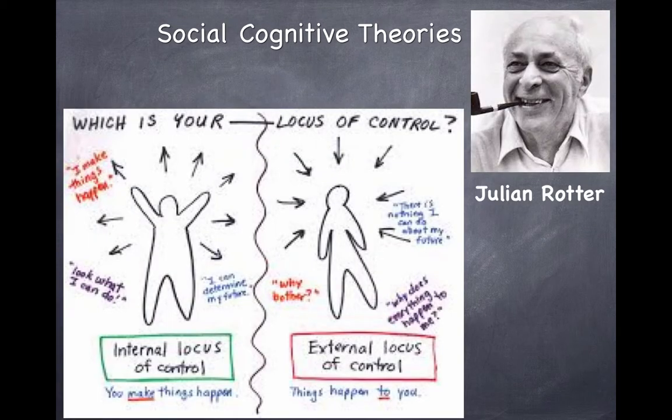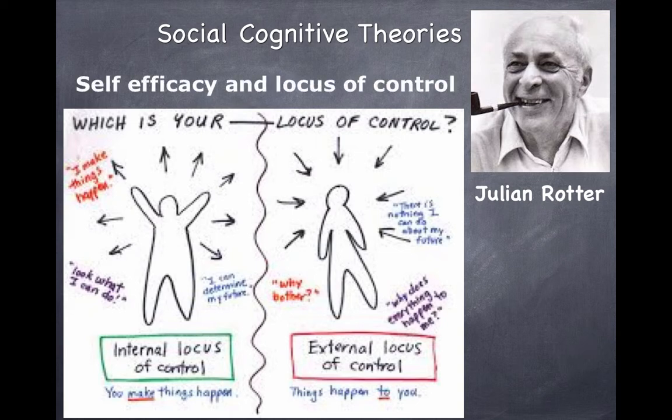Adding on to that was Julian Rotter, and he introduced self-efficacy and locus of control. And locus of control explains how people account for what happens in their life. Either you have strong or weak internal locus of control or external locus of control. Internal locus of control see themselves as in control of their behavior and consequences. That what happens in their life happens because of what they do, and they take responsibility for those things. Where someone with external locus of control sees fate, luck, or chance as being controlling of behavior and consequences.